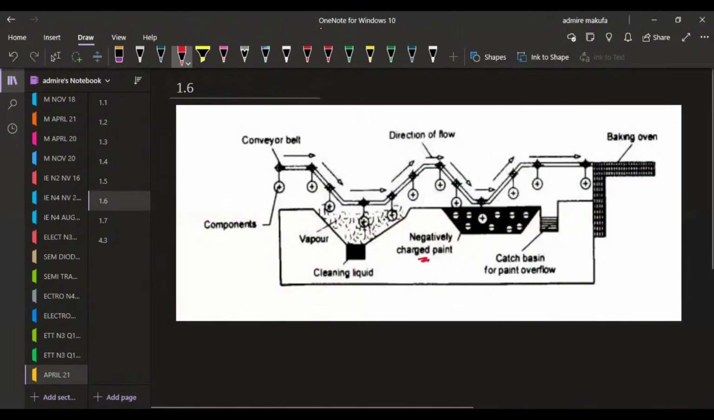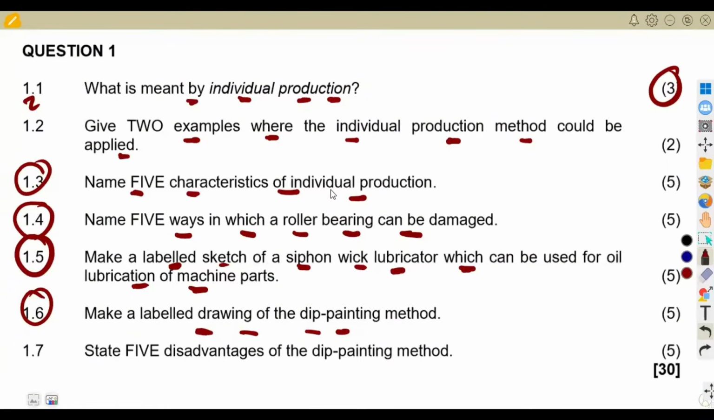So like I said, I'm just going to need time so that I will give you exactly what is needed in your syllabus in terms of your workshop practice. All right, the part of the workshop that can help us a lot. On this part, they want us to state 5 disadvantages of the dip painting method. Remember, we had a dip painting method that we explained before.